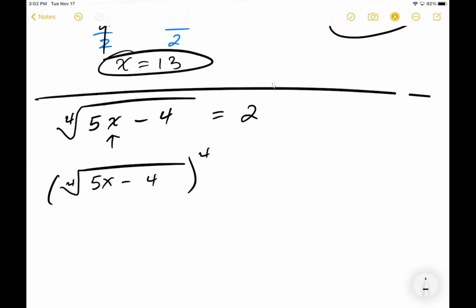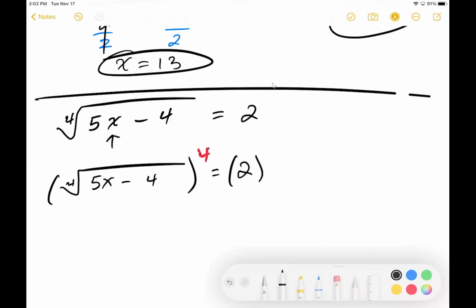this is what you need to do: you need to raise it to that power. So because they give you the 4th root, to get rid of the 4th root, we need to raise it to the 4th power. Everybody see that? To get rid of this 4th root, we need to raise it to the 4th power. Last time it was a cube root, we raised it to the 3rd power, and previously we had a square root, to the 2nd power.